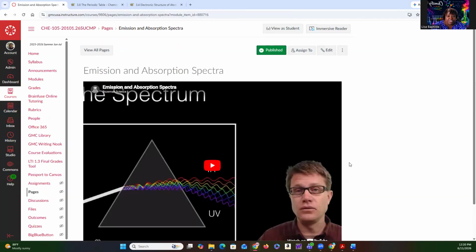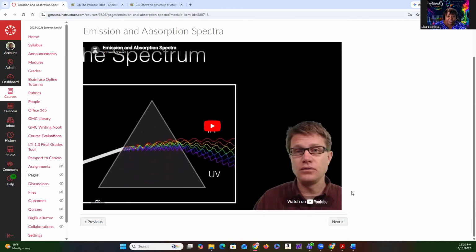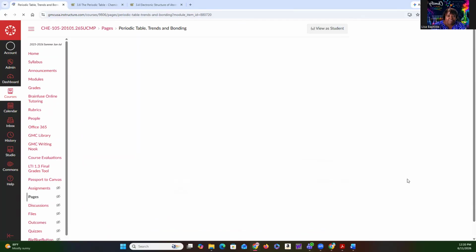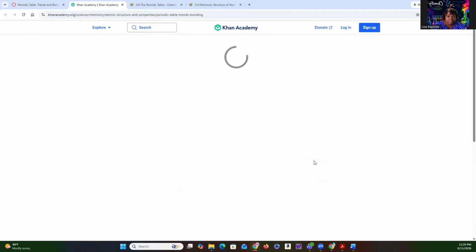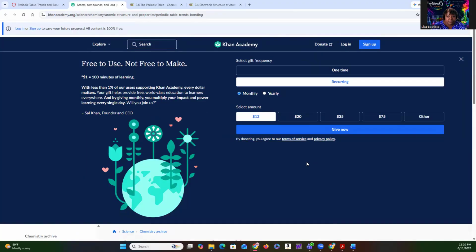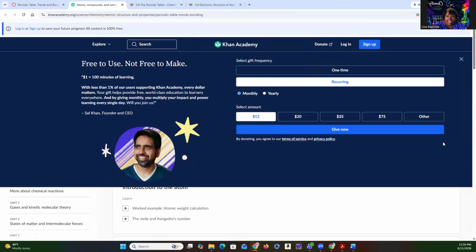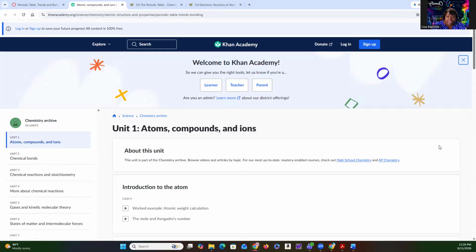And then emission and absorption spectra. All right, so we go through that video as well. And then the last one is periodic table trends and bonding. And if you click on that, all right. So when this Khan Academy pops up, they want you to give a gift, but you do not need to in order to access the material.